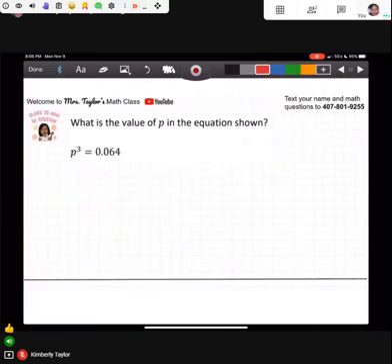Okay, so for this problem here, we're involving decimals. Are they allowed to use a calculator? They may or may not use a calculator with this type of problem. Oh, sorry about that. So you have to find the value of P in this equation.